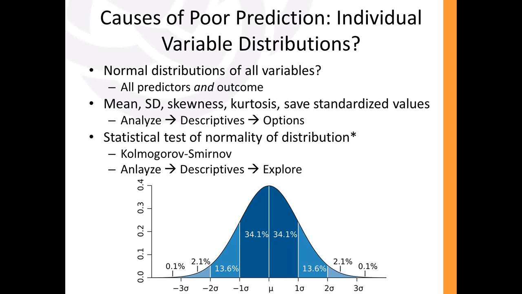Okay, so what we ask SPSS for is the mean, the standard deviation, the skewness, the kurtosis, and to save standardized values. The standardized values will give us z-scores, and z-scores are what we use to identify what percentage of our data is either on the upper end of the distribution or the lower end of the distribution. Pardon my chicken scratch there. And so what we would also do is look at an actual statistical test of normality of these distributions.